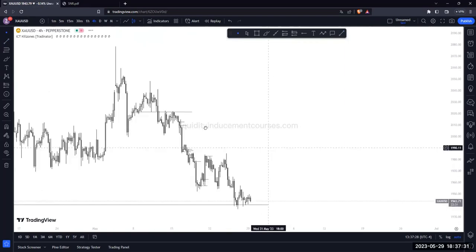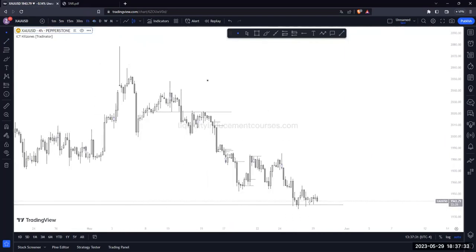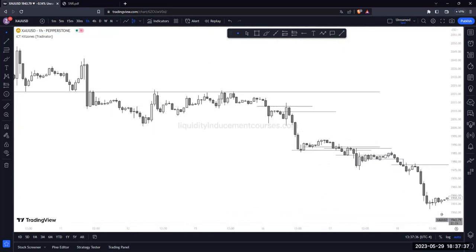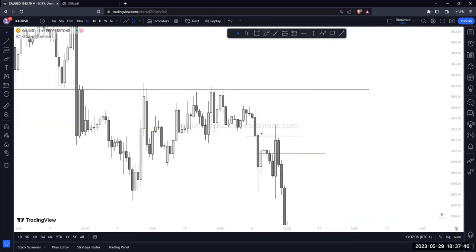So you just take the continuation setups. You look at H4, and H1 has to be fresh also. So in this case, as you can see here, H1 is also fresh, right? Yeah. So that's your entry with confirmation M1. So 20 pips from your entry. Boom.